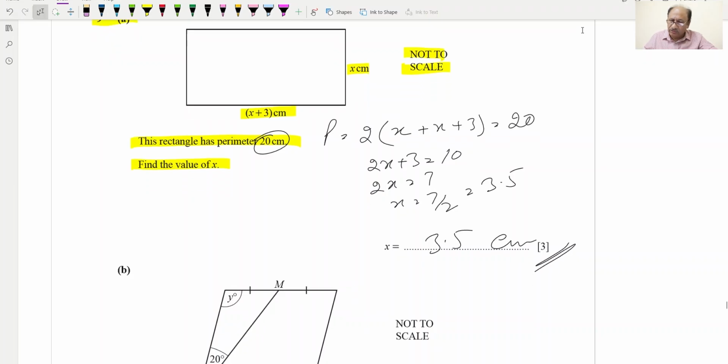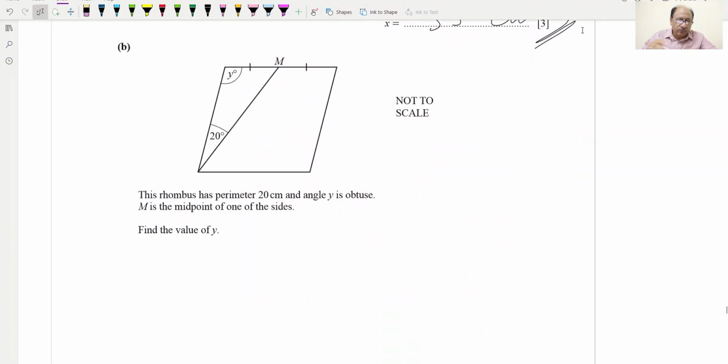If units are not mentioned with the answer, you will have to write those units also. So B part, diagram is not to scale. The rhombus has a perimeter 20 centimeter. Angle Y is obtuse. This angle is obtuse, means more than 90 degree and less than 180. M is the midpoint of one of the sides. Find the value of Y.